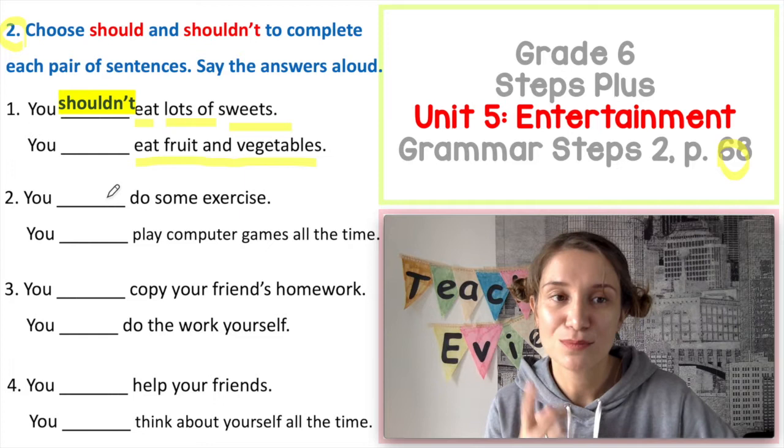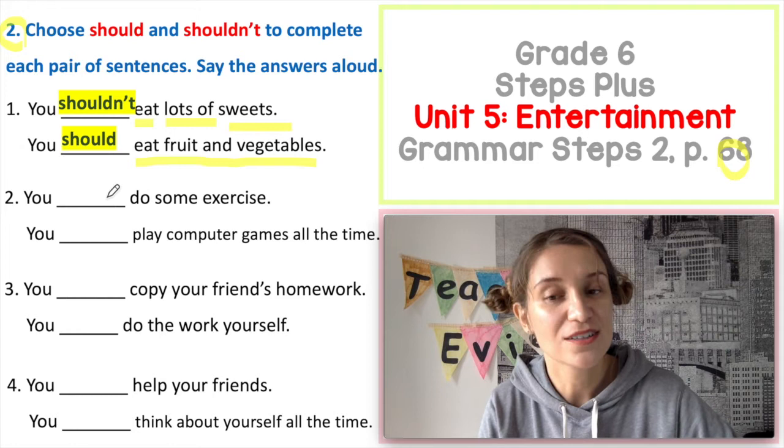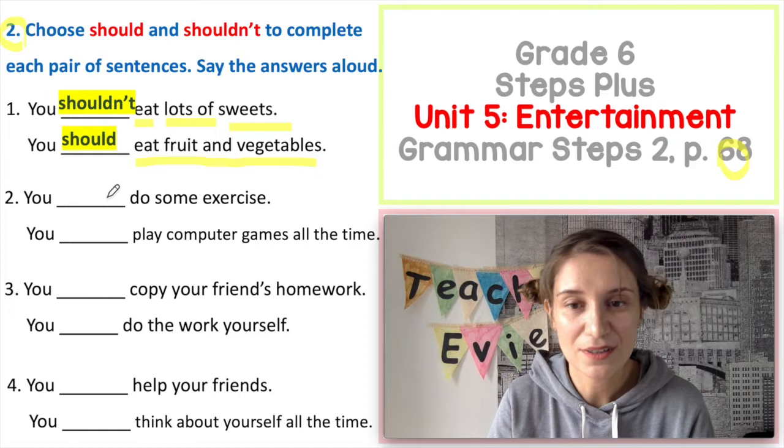How about fruit and vegetables? You should eat fruit and vegetables. They're very healthy for you. One są dla ciebie bardzo zdrowe. Okay, well done. Let's do one more. Zróbmy jeszcze jeden. Będę miła dla was dzisiaj.